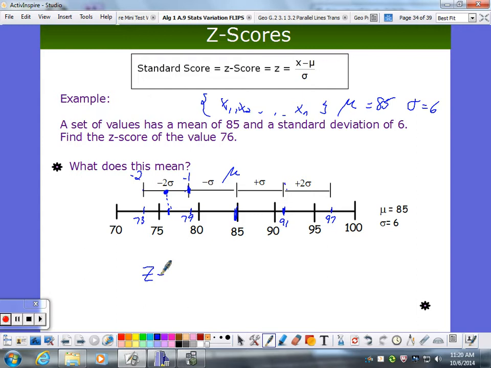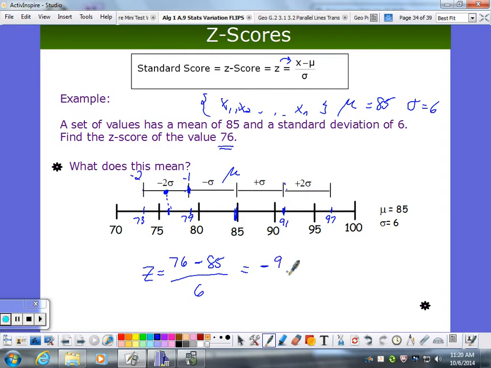The z-score is x. What do I mean by x? X is always what in statistics? The data point, right? So what's our data point? 76. That's my x. Minus my mean. What's my mean? 85. And then divide by standard deviation. So what's 76 minus 85? It's a negative number, right? And that makes sense. Don't I expect it to be negative?